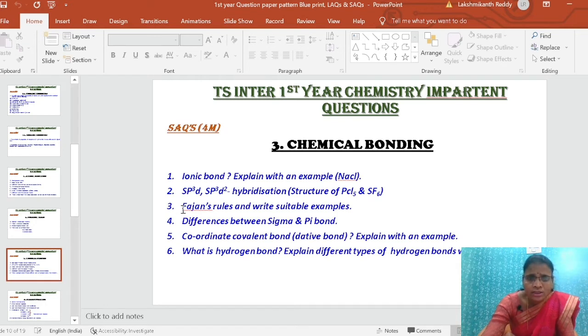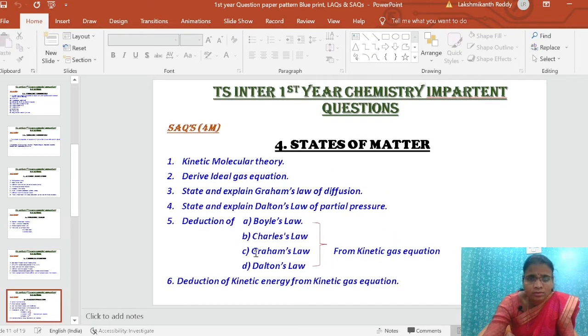Okay, so the next, Fajan's rule and write suitable examples. Next, difference between sigma bond, pi bond, coordinate covalent bond, that is dative bond. Explain with example. Hydrogen bond. Explain with types and examples.